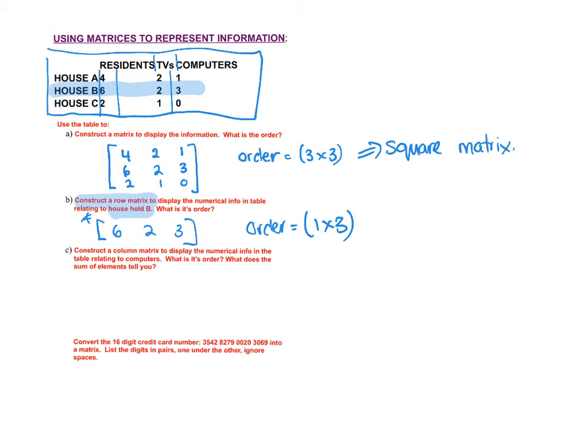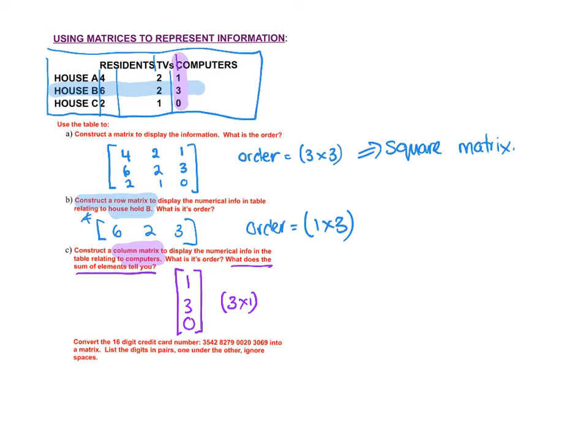It says construct a column matrix to display the numerical info in the table relating to computers. So they want a column matrix for that data. So we'll do that. A column matrix. I think I said row then, didn't I? Sorry. 1, 3, 0. What is its order? 3 by 1. Good. Excellent. A 3 by 1. And what does the sum of the elements tell you? If I added up 1, 3, and 0, what is that adding up? The number of computers. Good.